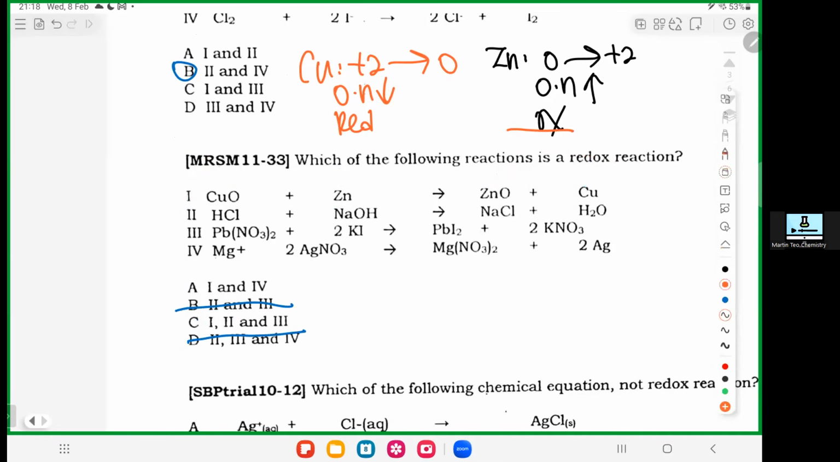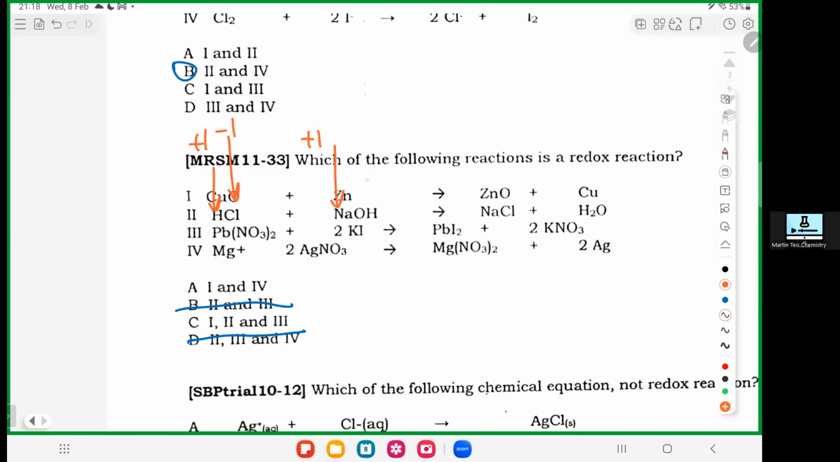The hydrogen here is what? +1, right? The Cl is Cl minus, so -1. The sodium here is Na +1. What about oxygen? Oxygen is always -2, right? Hydrogen here is +1. The sodium here Na plus, so should be +1. The chlorine here is Cl minus, so should be -1. Water, the hydrogen is +1, right? According to the rule, oxygen is -2.